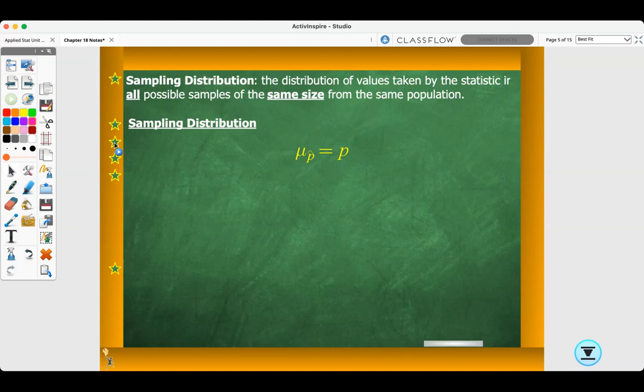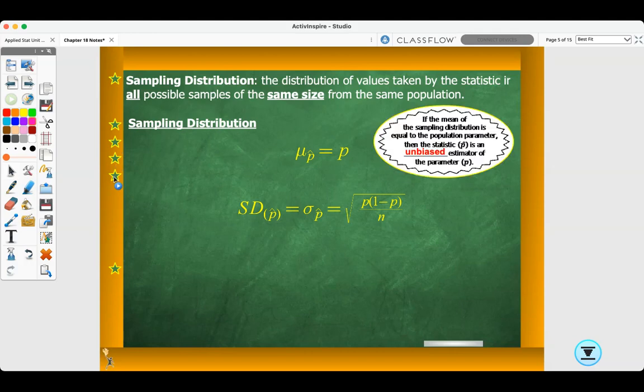Mu of p hat is p for our sampling distribution. Our standard deviation of p hat is sigma of p hat, which is the square root of p times 1 minus p all over n. Remember, 1 minus p is also known as q. If the mean of the sampling distribution is equal to the population parameter, then the statistic is an unbiased estimator of the parameter p.